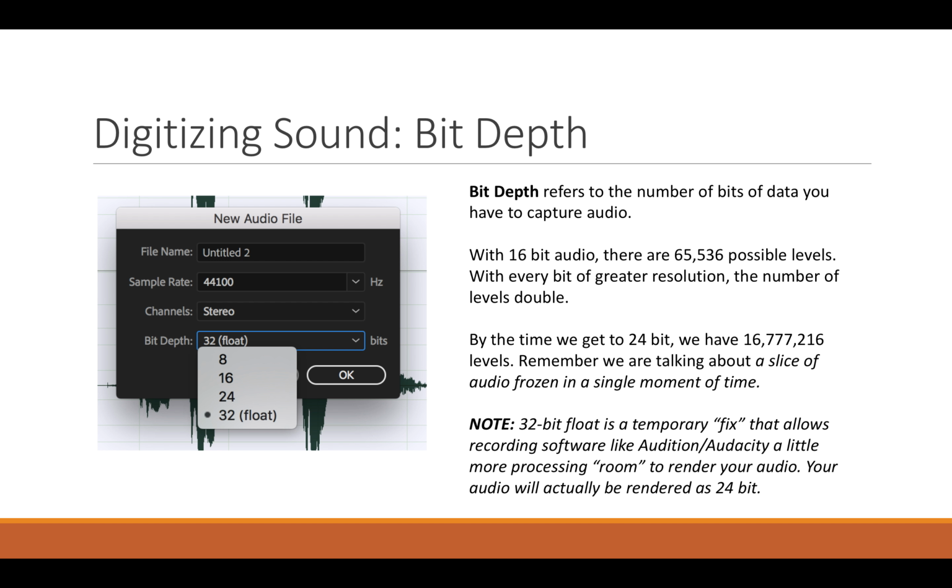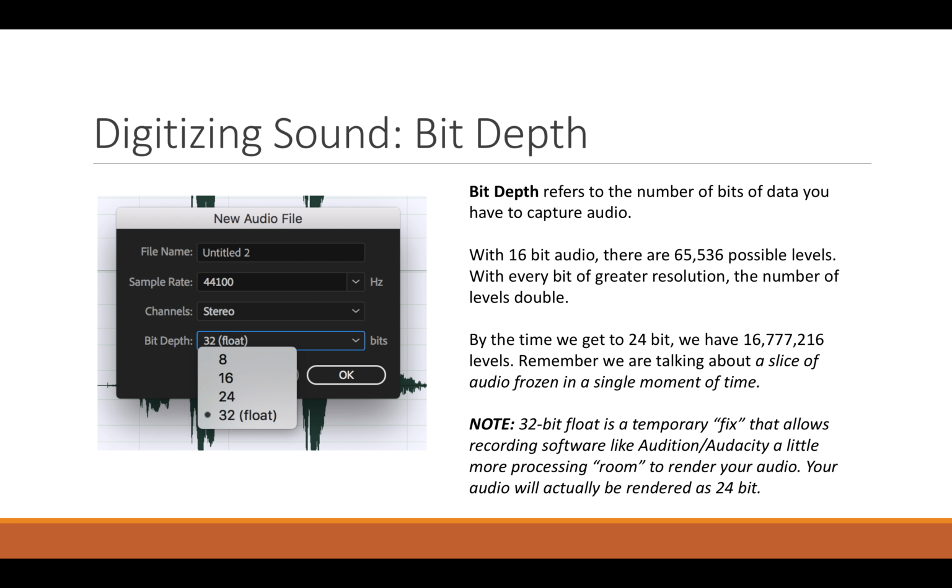Okay, and finally, we're going to choose bit depth. And you may remember bit depth from when we talked about Photoshop, and we said the bit depth refers to the bits of color information available per pixel. Well, it's very similar in audio. Bit depth refers to the number of bits of data that you have to capture audio. So for example, the standard used to be 16-bit audio, so 65,536 possible levels. And our standard is now 24-bit audio.